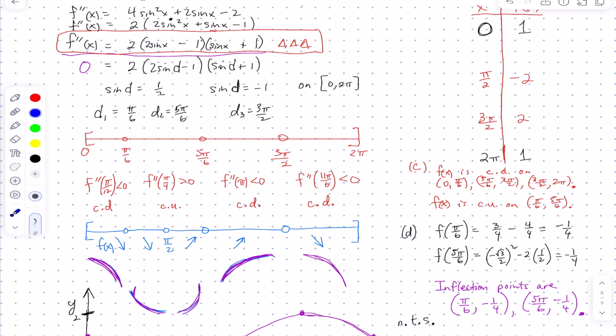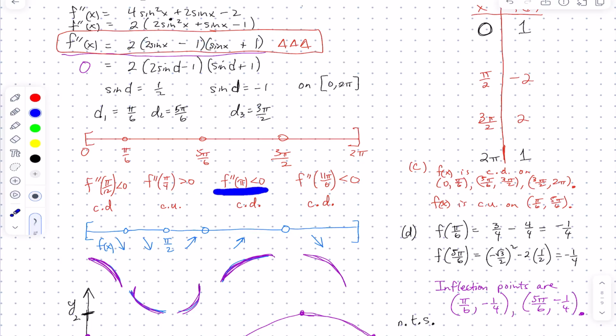And you continue to do this. I picked a test value of pi over 4. You could have picked other things. You probably could have picked 3 pi over 4 if you wanted to. But I decided to pick pi over 4 because pi over 4 is between pi over 6 and 5 pi over 6. And it works. Plug it into here. 2 times the sine of pi over 4 is simply root 2, and root 2 minus 1 is positive. And then this is obviously positive. So positive times a positive times a positive will get you positive.